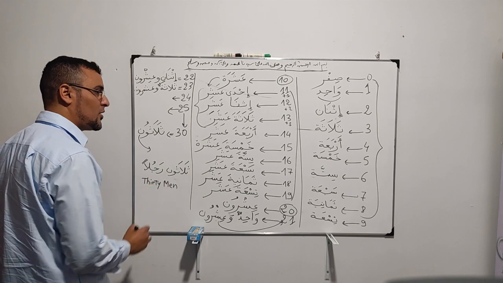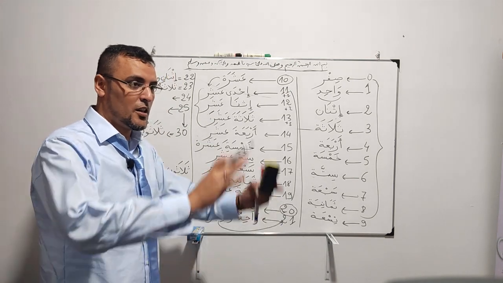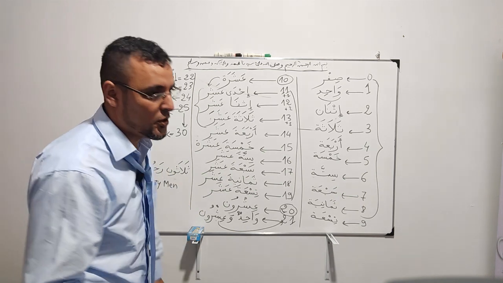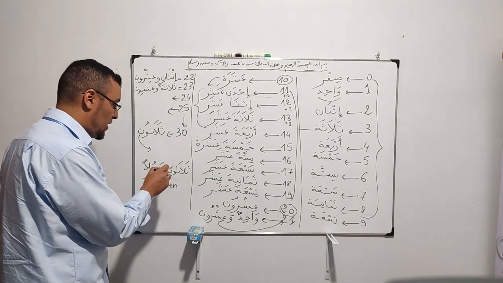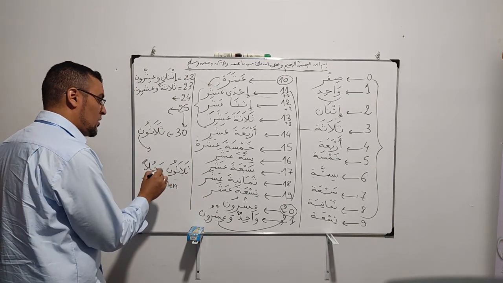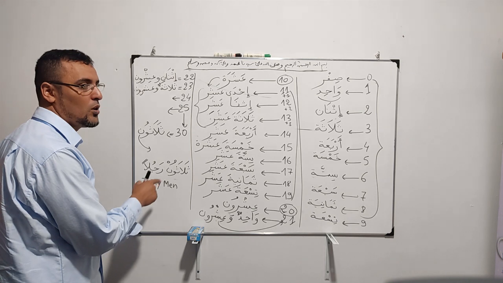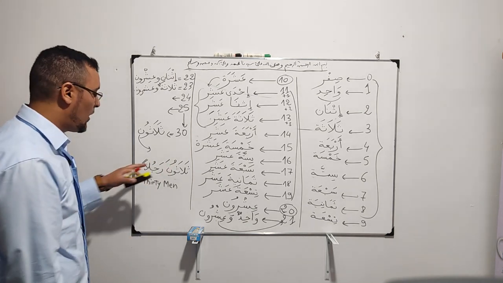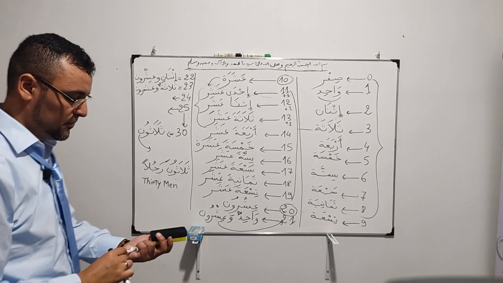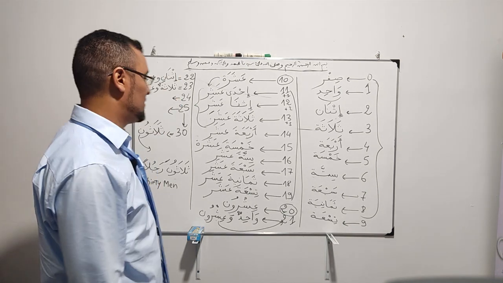Here we do not say ثلاثون رجلا. Why? Because of the rule I told you before: العرب لا تقف على ساكن. The Arabs don't stop on a silent letter. Here in context, when it is not at the end of the sentence, they don't say ثلاثون رجلا. See? But here, it's a lone word, we can say ثلاثون. Okay?